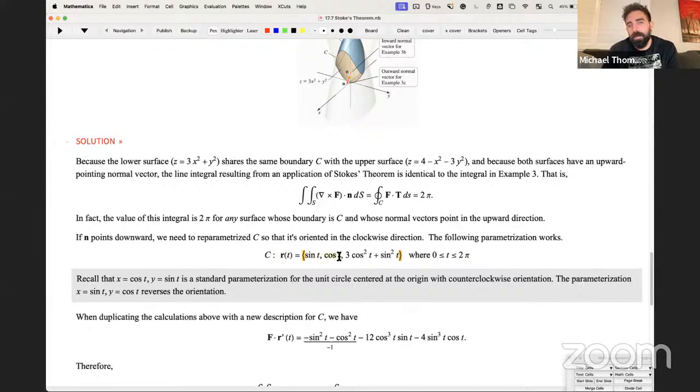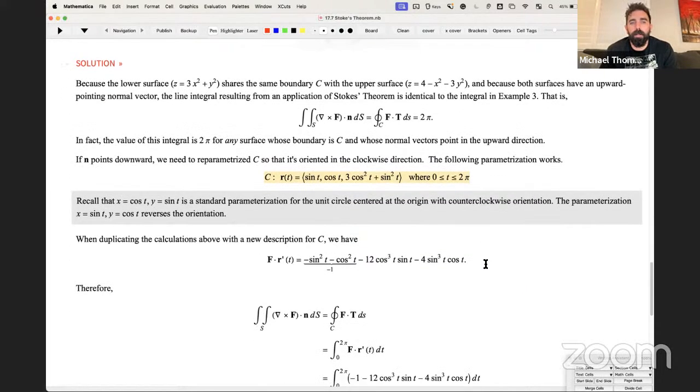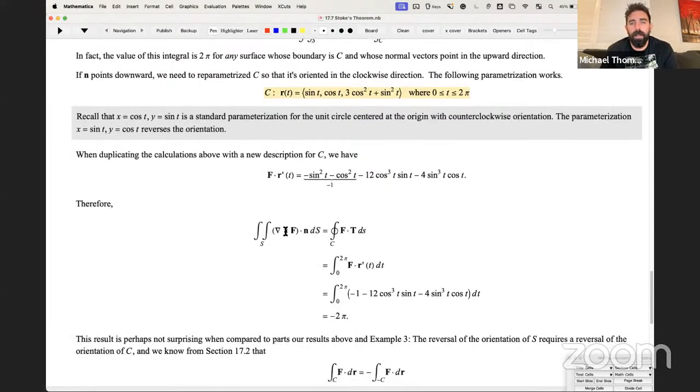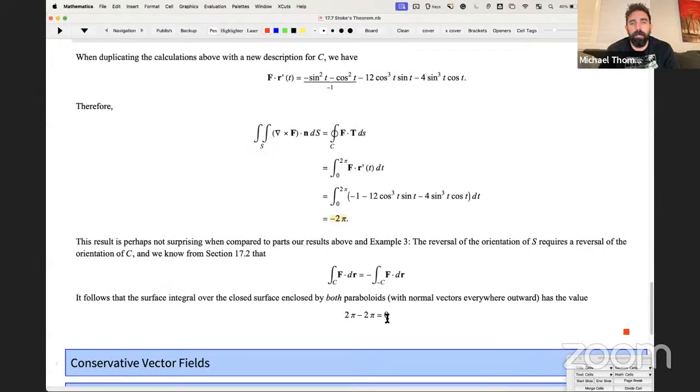So we'd reverse the first two coordinates, that would be sufficient. This would make it rotate in the clockwise direction. But all of the work would be very much the same. And if you ran through and did the calculations, you would get negative 2 pi. Okay?